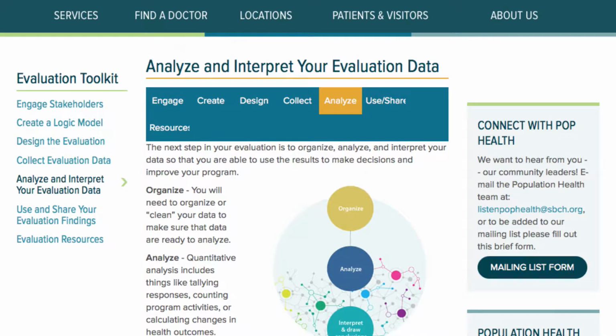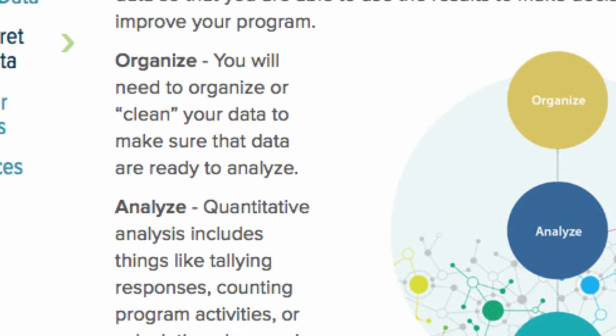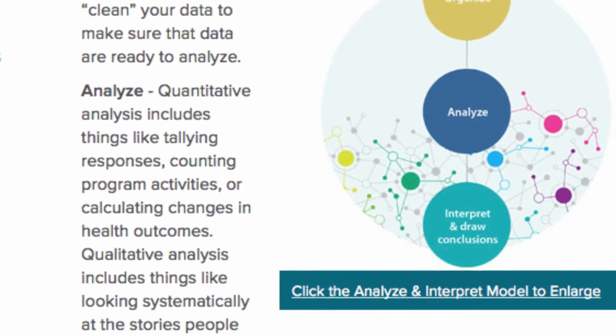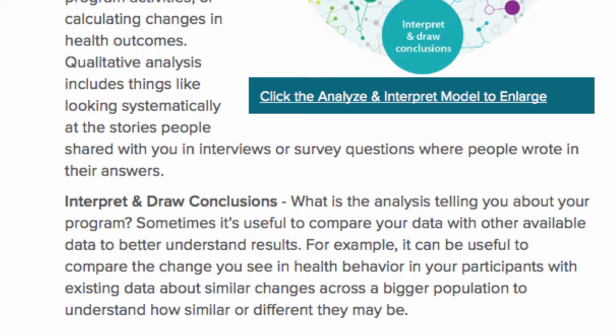So after collecting the data, the next step is around analyzing and interpreting the data. This walks you through organizing and making sure your data is clean, and the different types of analysis, both quantitative and qualitative. So we're not just looking at number crunching, but also how you pull out themes from the qualitative data you're collecting, either focus groups or interviews that you've conducted. And then lastly, drawing conclusions and interpreting your data. Okay, and again here, there are case studies and tools for each of the steps, but I won't click on each one at this point. I'll leave all the fun for you.